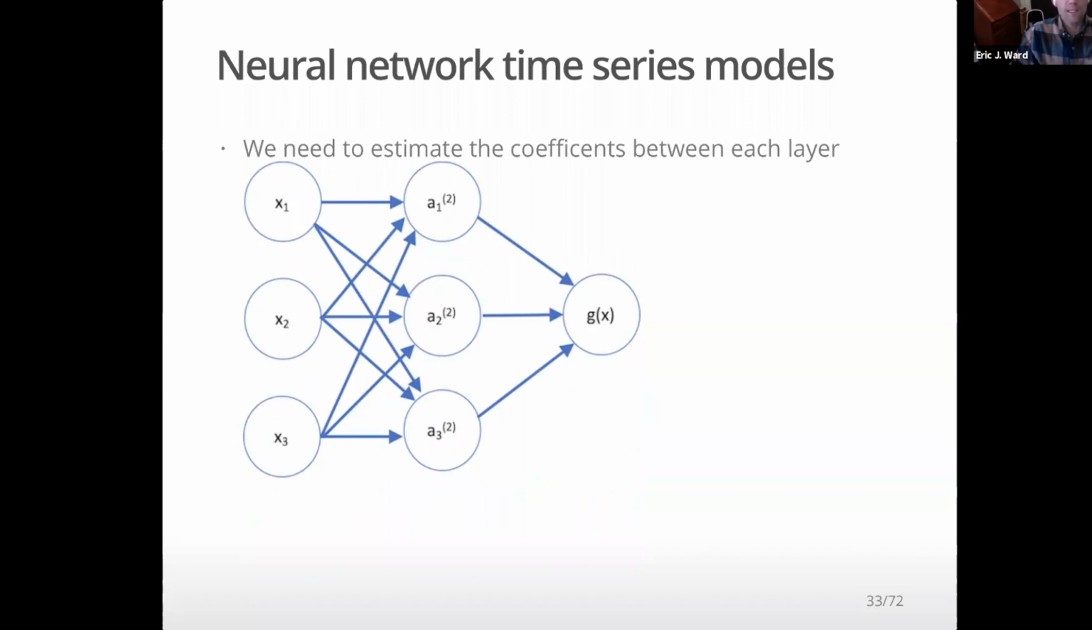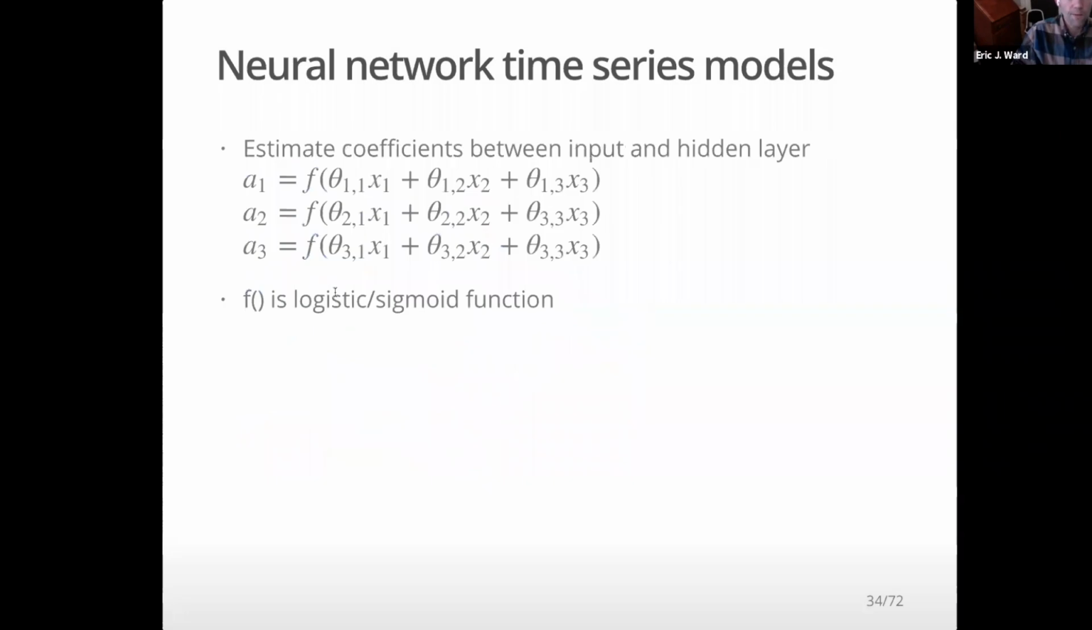Okay, I talked about this. We have to estimate the different layers of coefficients between each of the different levels. This is what this looks like mathematically. So for example, if we just wanted to look at the coefficients between our input layer and our hidden layer, we're estimating this 3x3 matrix, which I'm going to call theta, and this just relates each of those input layer values x1, x2, x3 to the latent or hidden layer value of A1, so the neuron A1.